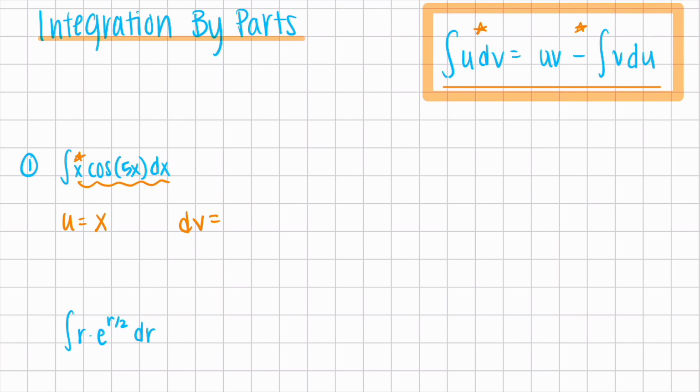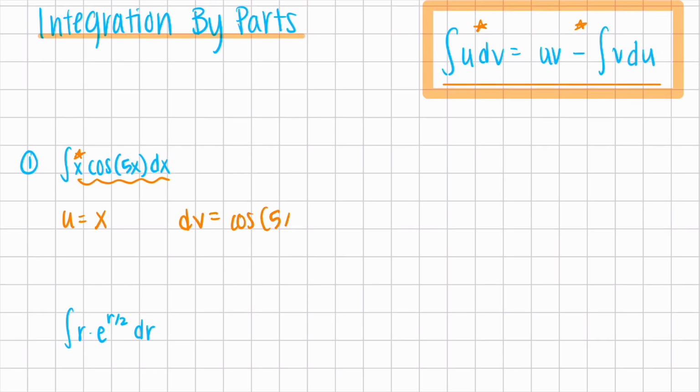So I'm going to make cosine of 5x dx your dv. Now on the right side of the equation, I want U, I have my U, that's x. I also want v. So keep in mind or notice, if I integrate dv, I get v. So I want to integrate both sides of my dv equation, and that's going to give me what v equals. So that's going to help me fill in this v.